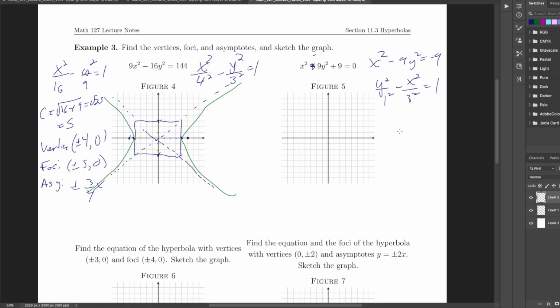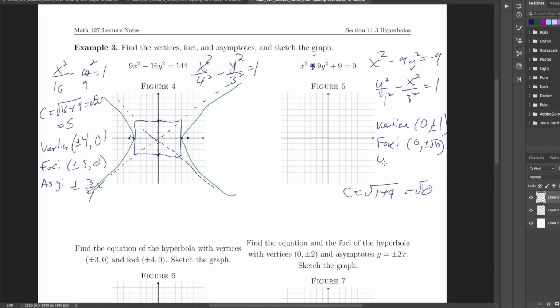Okay, so now we have this, we can write out our stuff. So our vertices, even though this is the larger one, our vertices still occur with the y because that's the positive one. So it'll be 0, plus or minus 1. Our foci, which we have not found yet, so let's go ahead and find that. So c is equal to the square root of 1 plus 9, so 3 squared, 9, square root of 10. So our foci occur at 0, plus or minus square root 10, which is just a little bit bigger than 3.